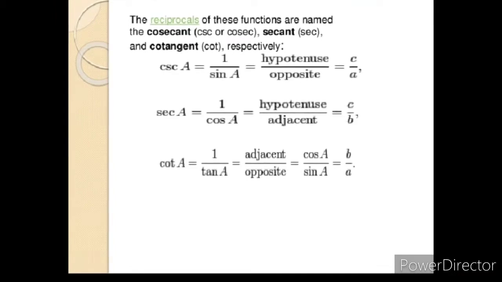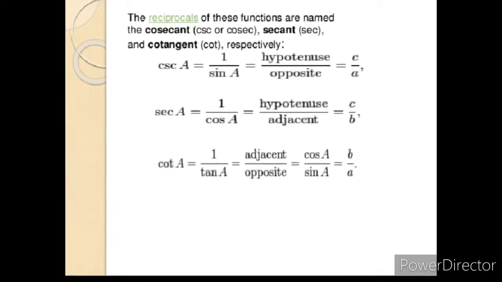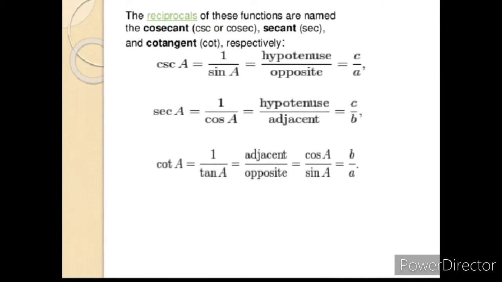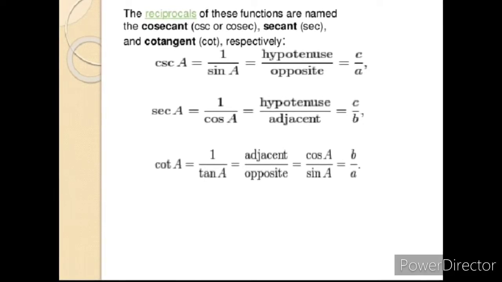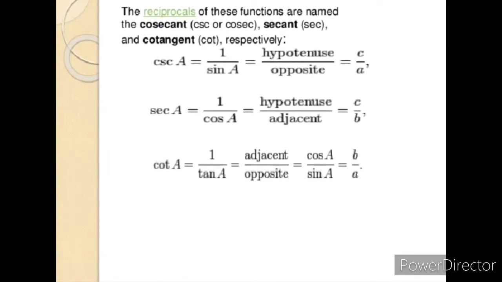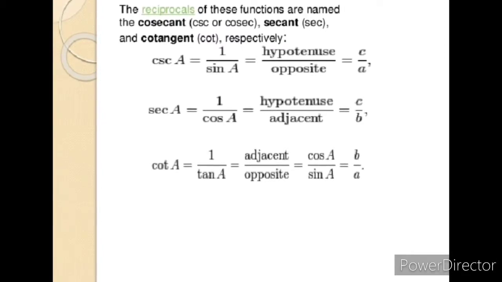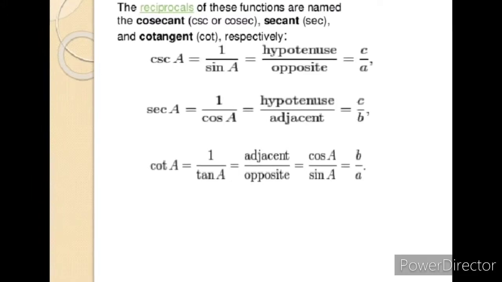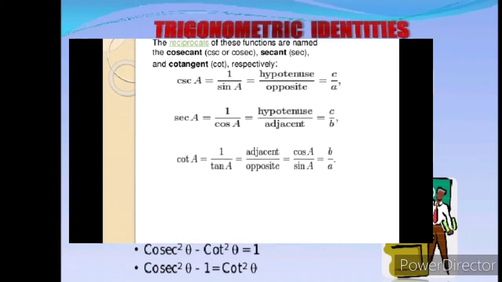Cosecant A means the multiplicative inverse of sin A. Cosecant A is equal to 1 by sin A, hypotenuse by opposite side. Secant A, multiplicative inverse of cos A. Secant A is equal to 1 by cos A, hypotenuse by adjacent side. Cot A, multiplicative inverse of tan A. Cot A is equal to 1 by tan A, means adjacent side by opposite side. Cot A is equal to cos A by sin A. These are called reciprocal functions of trigonometric ratios, children.